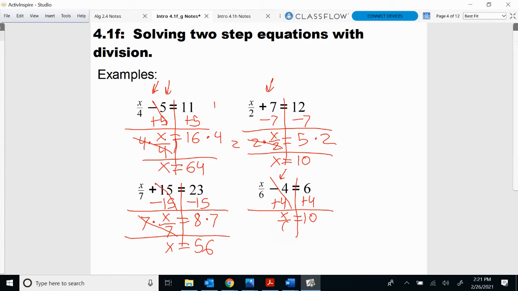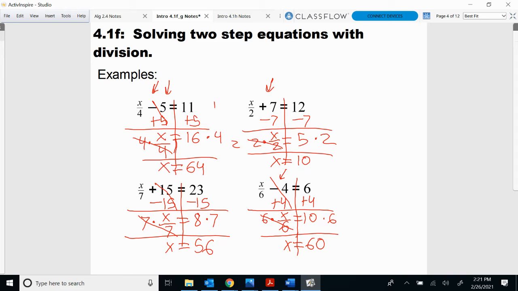And you have x divided by 6. Okay, we're just going to cancel out x divided by 6. So we're going to multiply by 6. Multiply this side also by 6. Okay, do that. And we're going to get x is equal to 60.